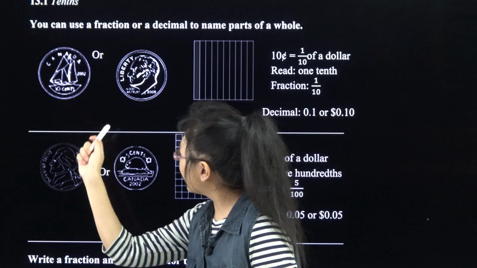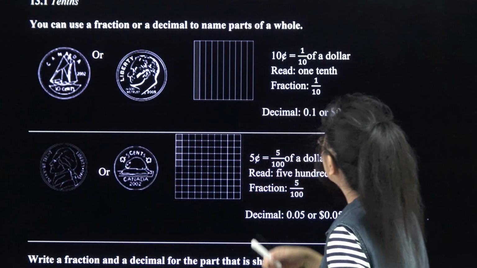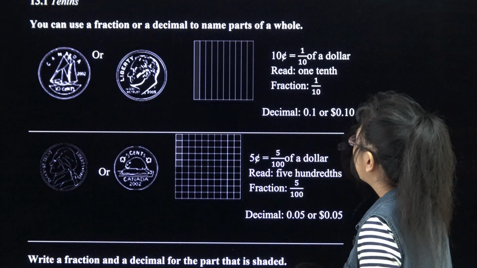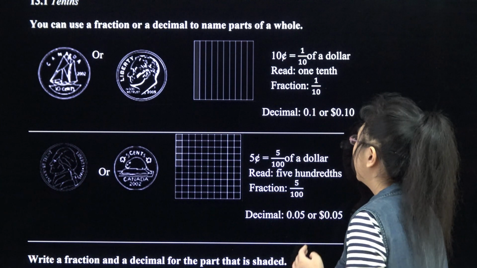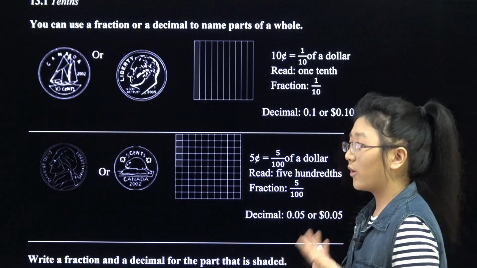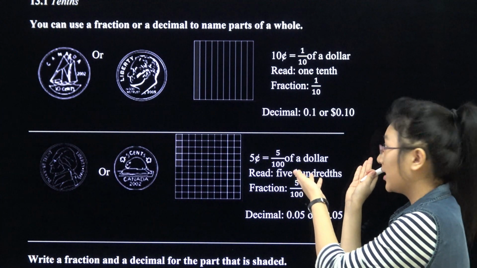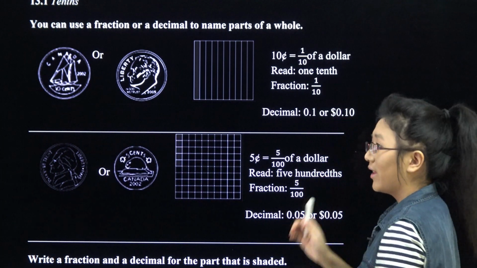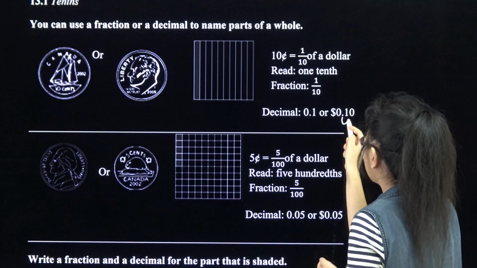This is the Canadian dime, and that's the American dime. 10 cents is a tenth of a dollar. Read 1/10. Fraction 1 over 10. The decimal would be 0.1, or in the case of money, it would have the dollar sign and then 0.1, and then you have to add a 0, because money has to have 2 decimal places.